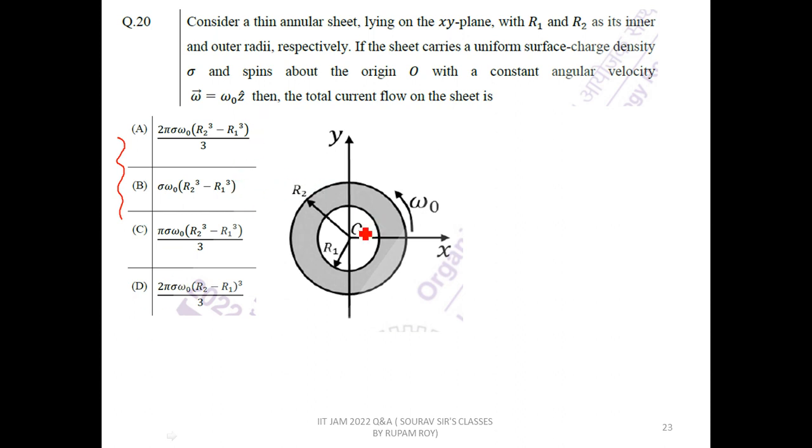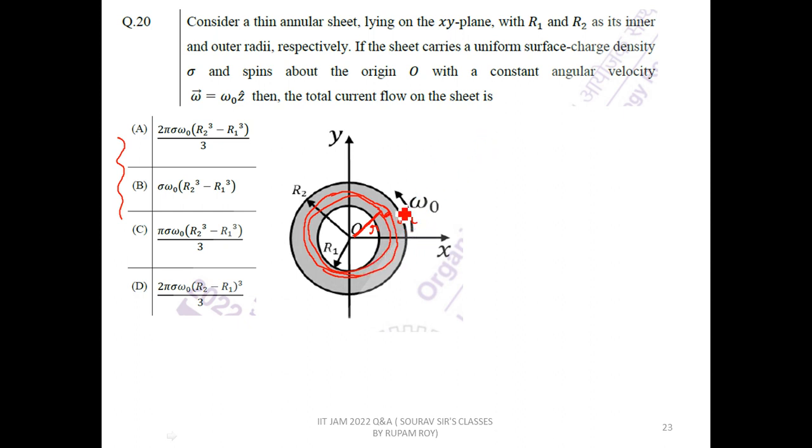Now consider a thin annular sheet at a distance r, and the thickness is dr. Dr is the thickness of the small annular sheet. The annular sheet is like this. This is at distance r and the small thickness is dr.